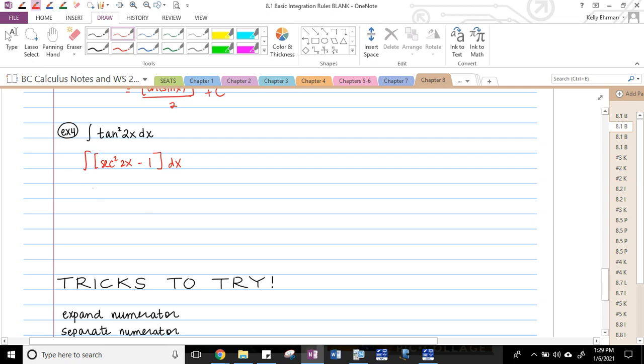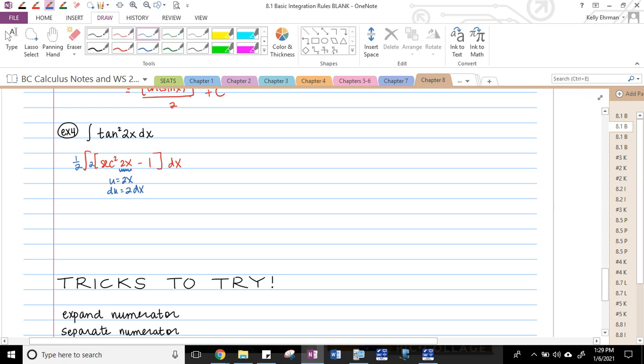Okay, so now we have the integral of secant squared. Secant squared is something's derivative, right? It's the derivative of tangent. So all I need is a little bit of u sub to take care of this. So if u is 2x, du is 2 dx. I don't have a 2, so if I want a 2 in there, I've got to put a 1/2 out here.